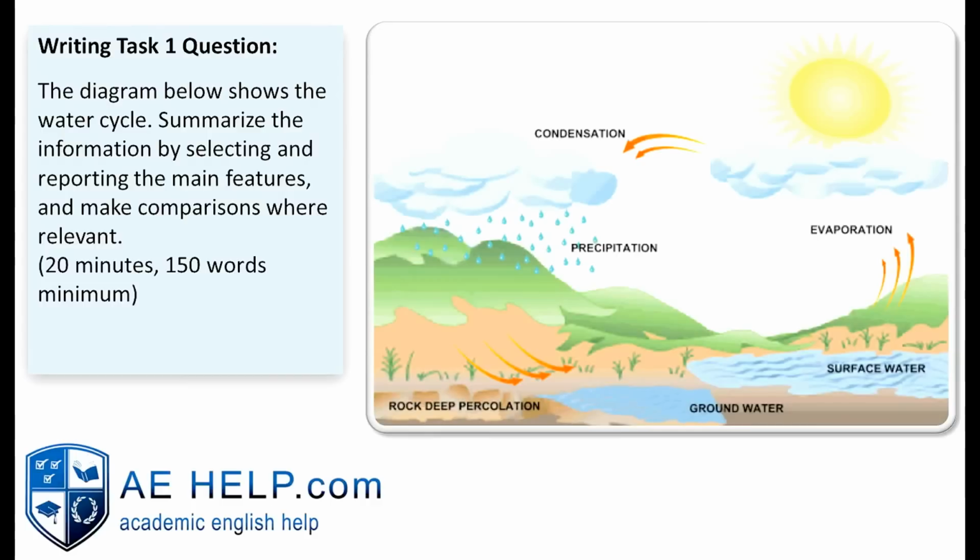Okay, let's look at the picture here, and let's observe the main features of this diagram. So as we can see, we have the sky with some clouds and the sun, we have the land with some mountains and surface water, and then we have the underground. So let's be logical and systematic. Here we go. First part, describe.